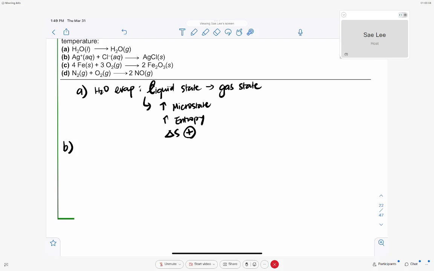For B, the ions dissolve in water. They're in aqueous state, and these ions are free to move, now becoming solid state. Since these ions in aqueous solution have more freedom to move around compared to the solid state, the microstates decrease, causing a decrease in entropy. Therefore delta S is going to be negative.